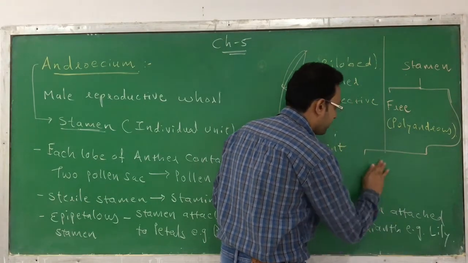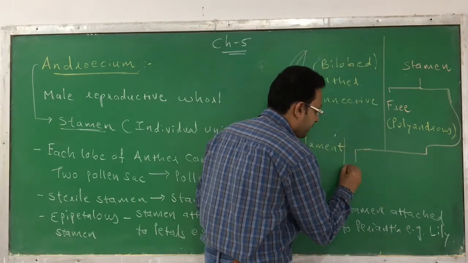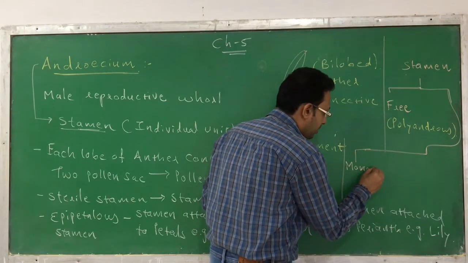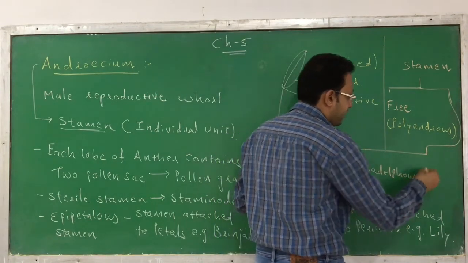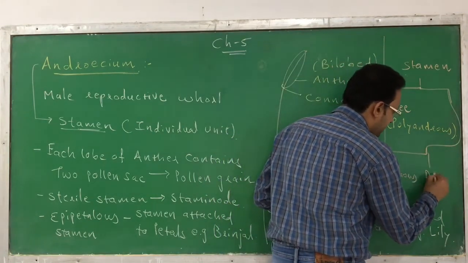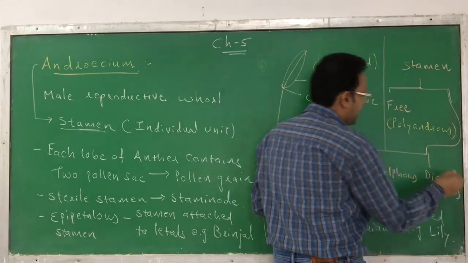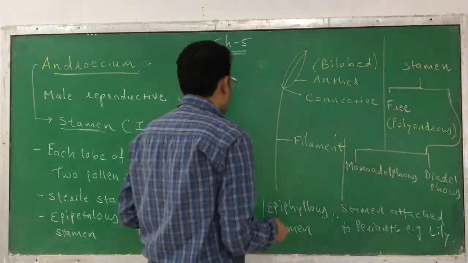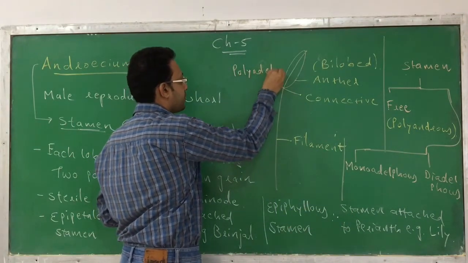If they form a bunch, then they form either a single bunch, and if they are a single bunch, then it is called a monoadelphous stamen. If they form two bunches, then we call it a diadelphous stamen. And if they form many bunches, then you can say that it forms a polyadelphous stamen.